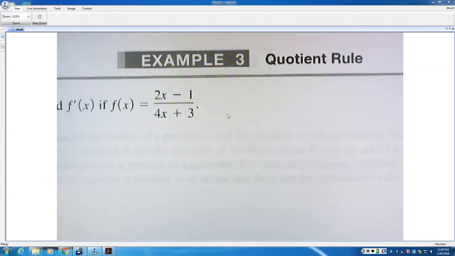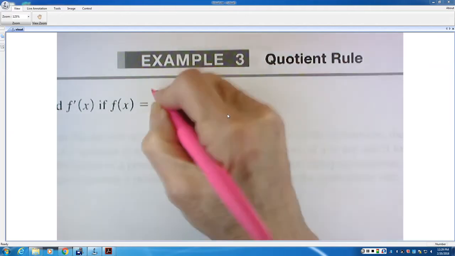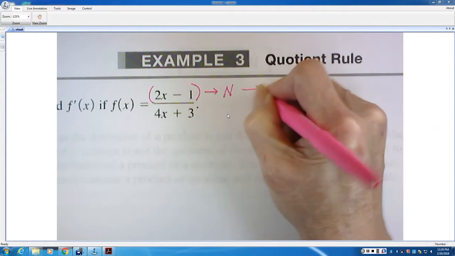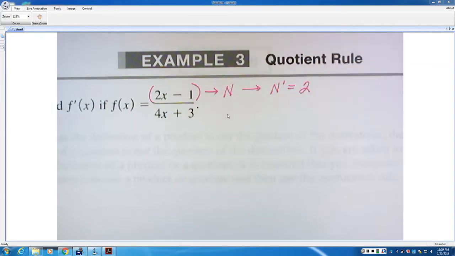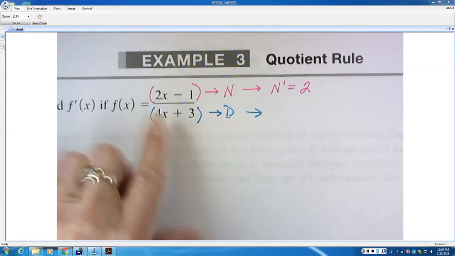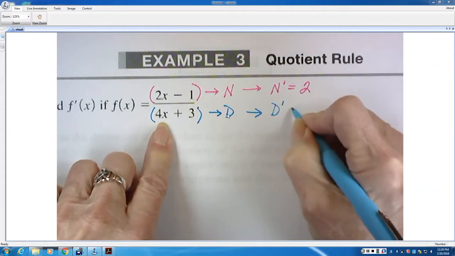Okay, now this is a quotient, meaning it's a fraction. There's a little bit of difference with a quotient rule and a product rule, but it still starts out looking at the two pieces, the numerator and the denominator. The numerator is this binomial. The numerator has a derivative. The derivative of 2x minus 1 is 2. The denominator is a binomial, and it also has a derivative. Its derivative is 4.